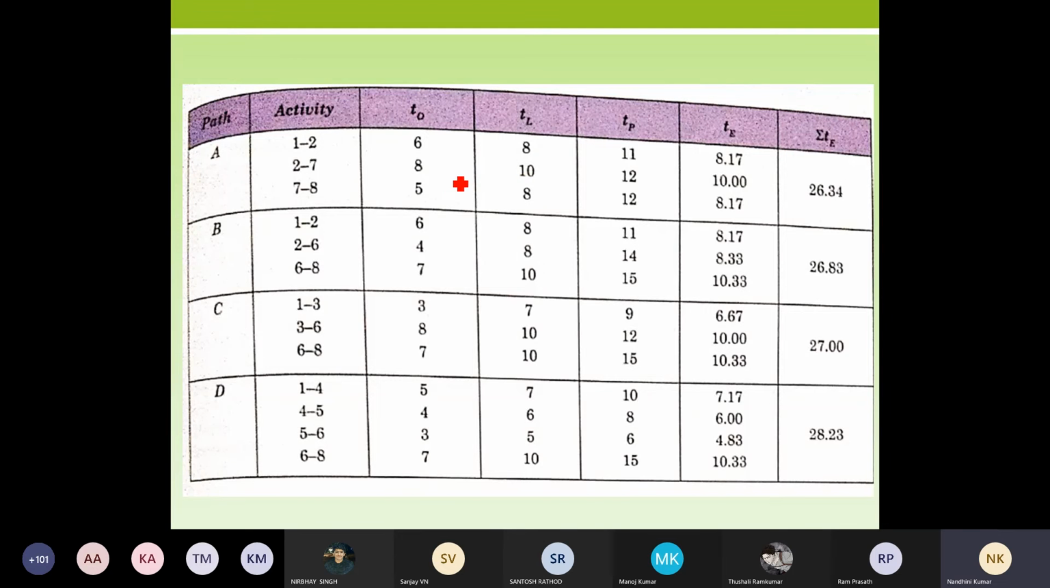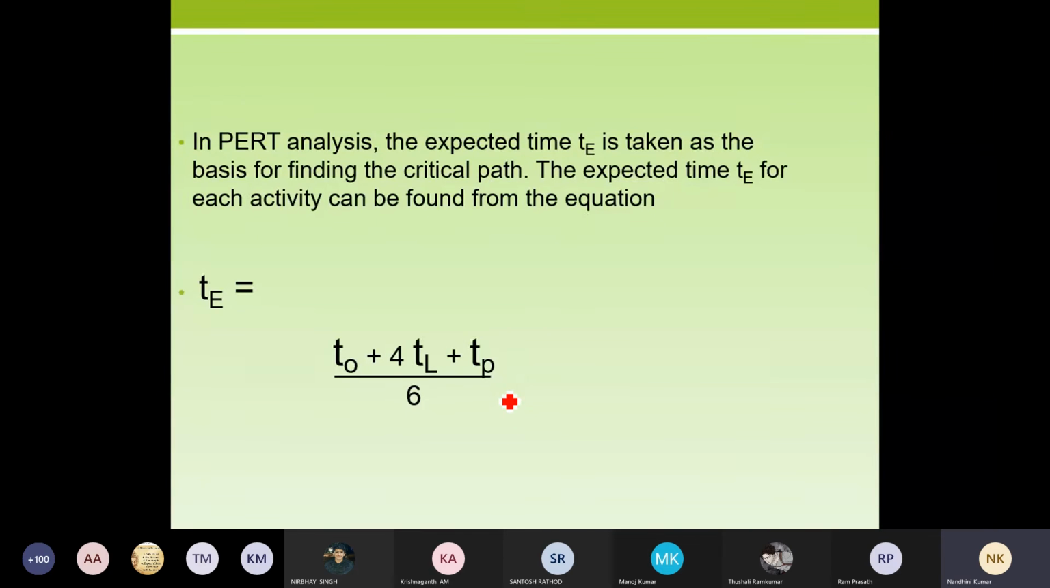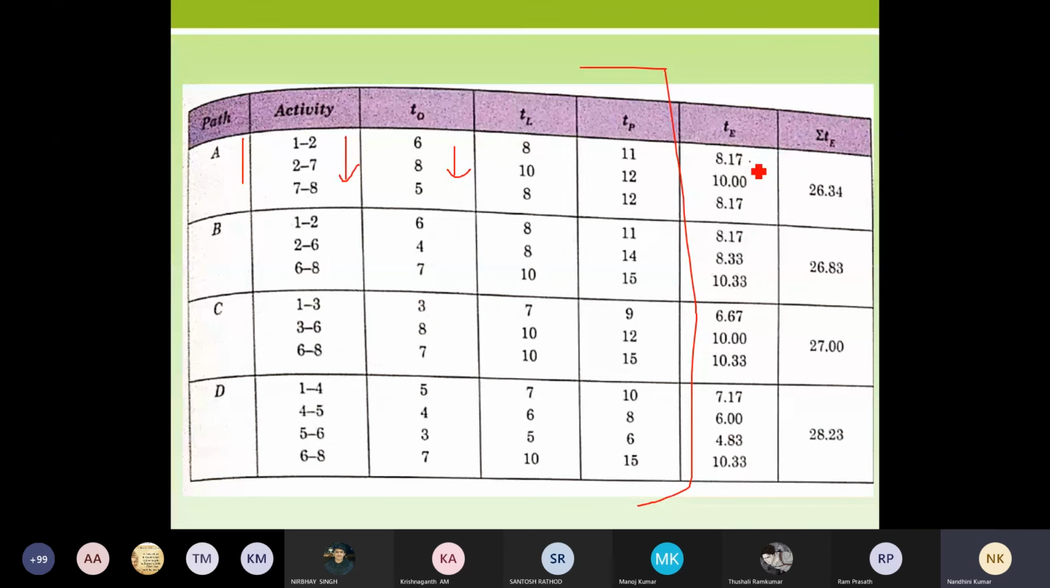So you can directly write the path as well as list the activities, and you can list out the TOs, TLs, and TPs. So all these 5 columns are given in the question. You're going to just list it out. Now we are going to calculate the TE. We saw that TE is nothing but the time estimate. For that you are going to use the formula TO plus 4TL plus TP divided by 6. When you use this formula, you will get the values 8.17, 10 and 8.17.